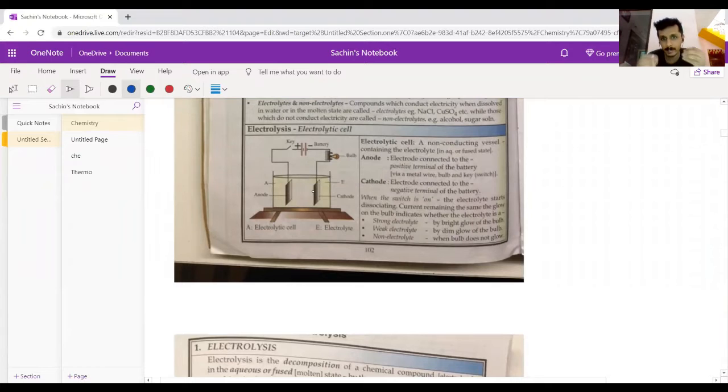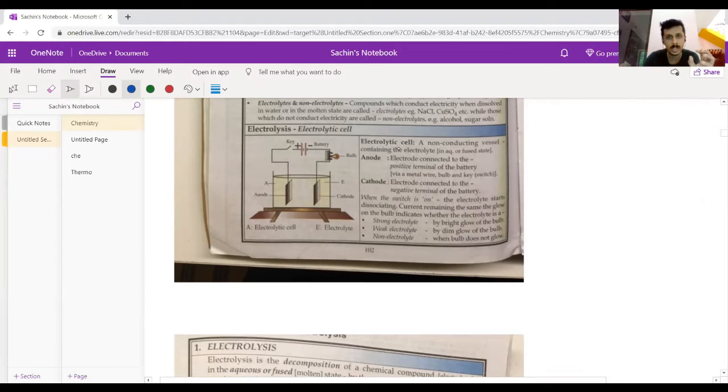You are passing the current and breaking the chemical bonds and producing ions, through which the current passes, or the current will be transmitted through those ions. So this is a particular example of an electrolytic cell. We will be discussing this thoroughly in the future sections.